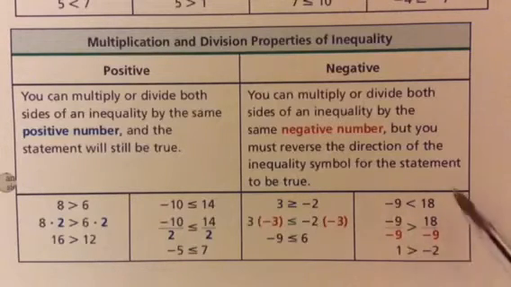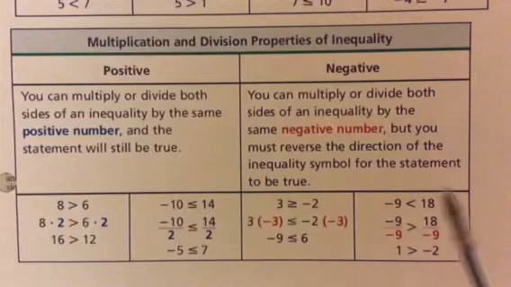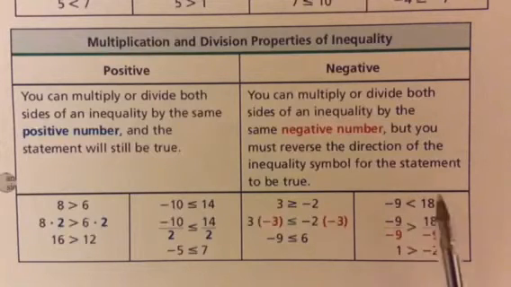Same thing, when I divide by a negative, it's going to change the sign, so we have to flip the symbol. So negative 9 is less than 18, but when I divide both sides by negative 9, I get positive 1, and I get a negative 2, and positive 1 is greater than negative 2. So I have to flip that symbol.